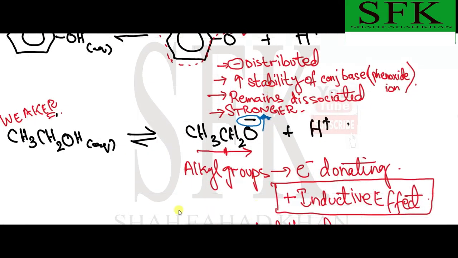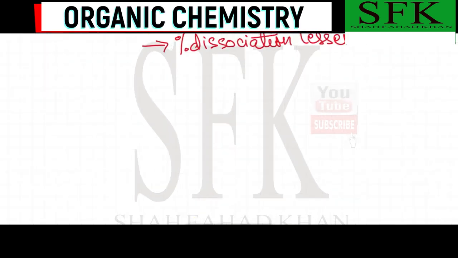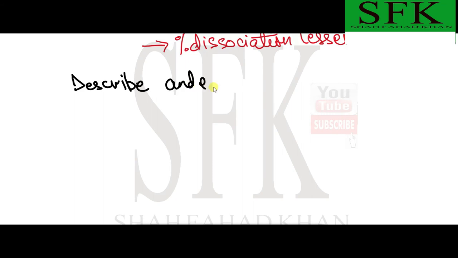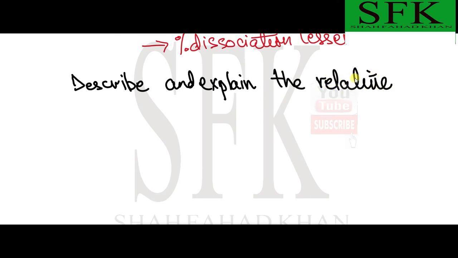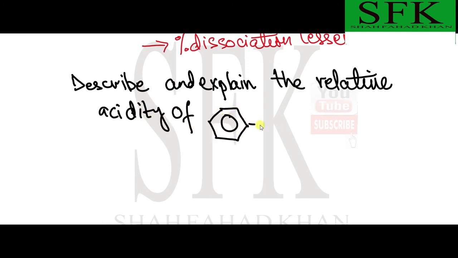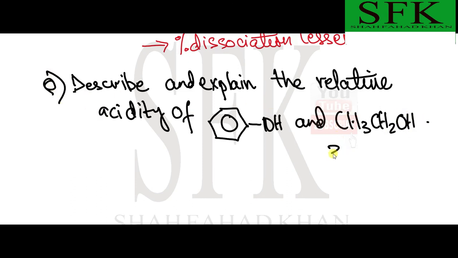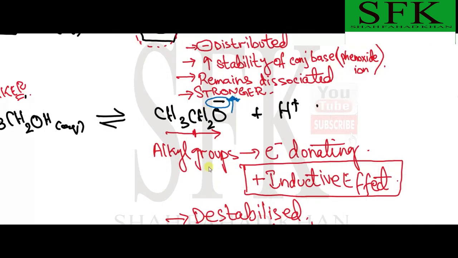Now, out of all these points, what are you gonna write in your exams? Basically, the question comes somewhat like this. They ask you to describe and explain the relative acidity of phenol and ethanol. Okay, this is the question, and most of the times, it's for 3 marks. 3 marks only. You've got a lot more points than for 3 marks.